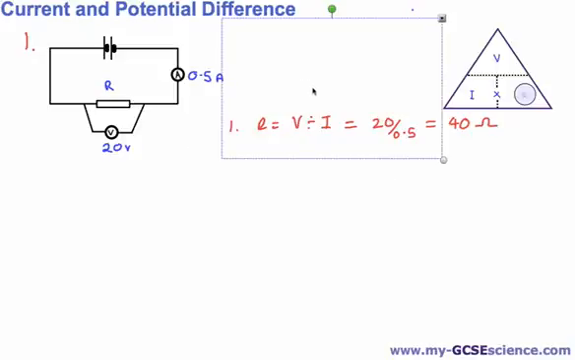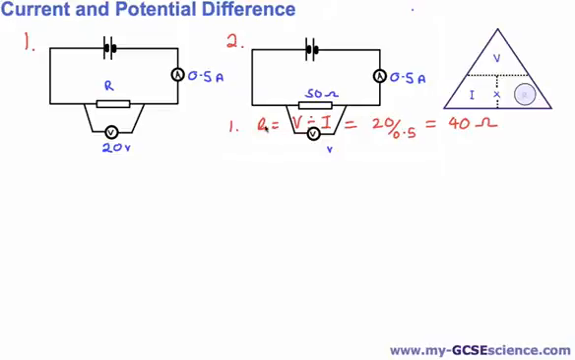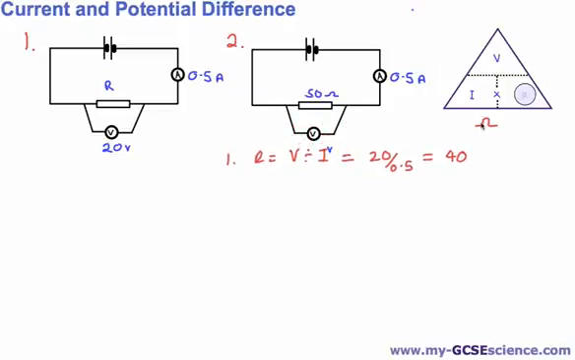The second example is actually a bit more straightforward. It's just like the one we've done. We're working out voltage, and if we were to cover up the voltage or potential difference, it's I times R, so very simply it's 0.5 times 50, which will be 25, and remember it's potential difference, so it's in volts.